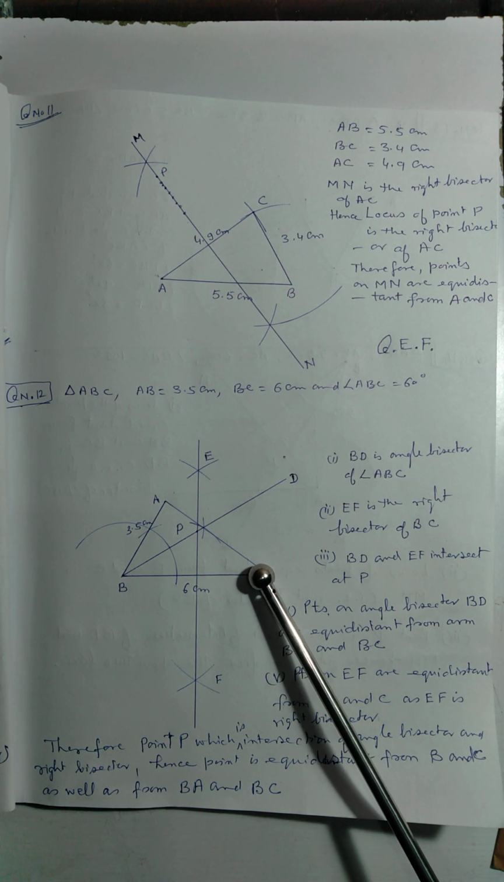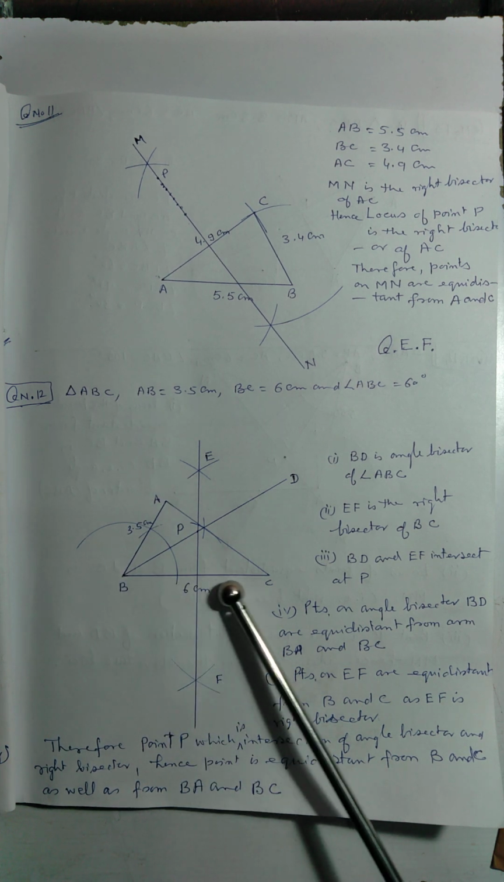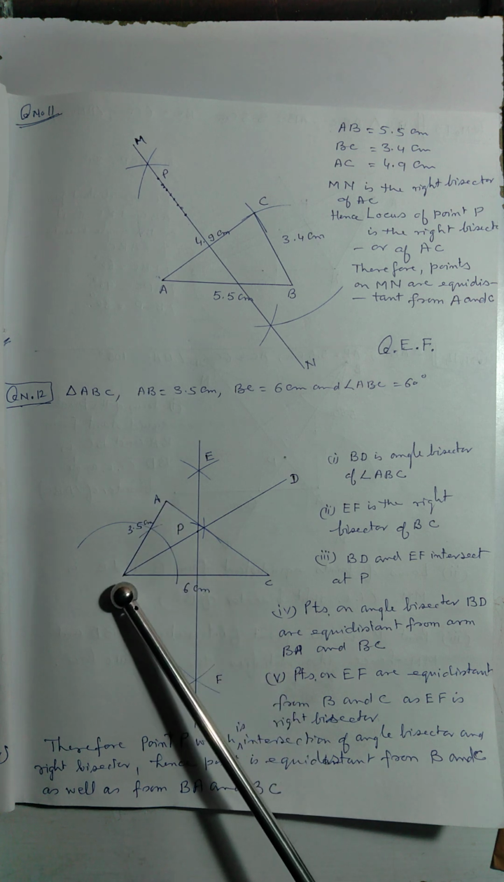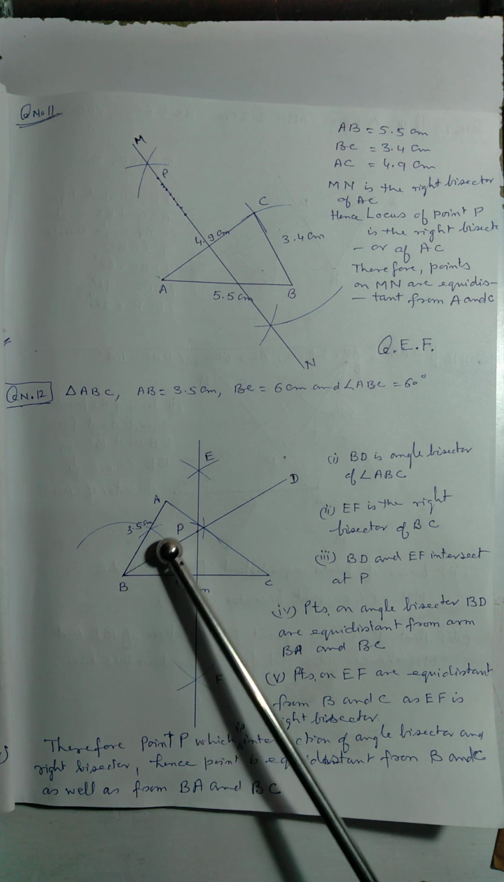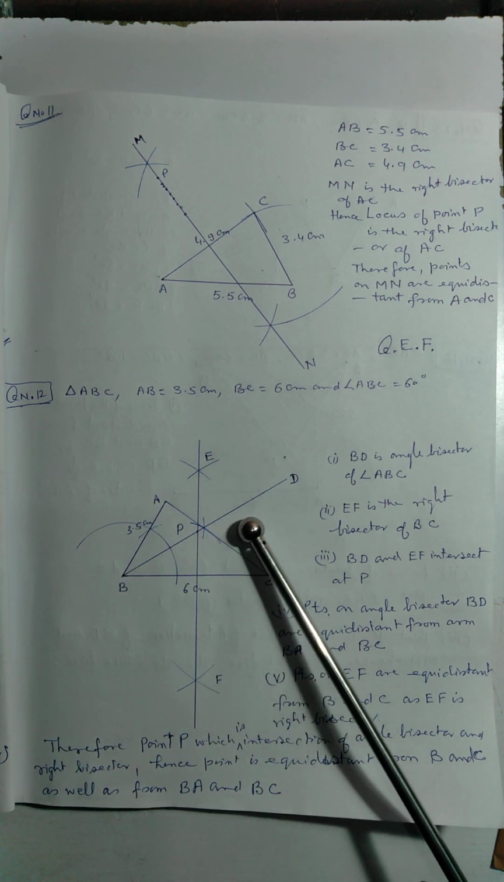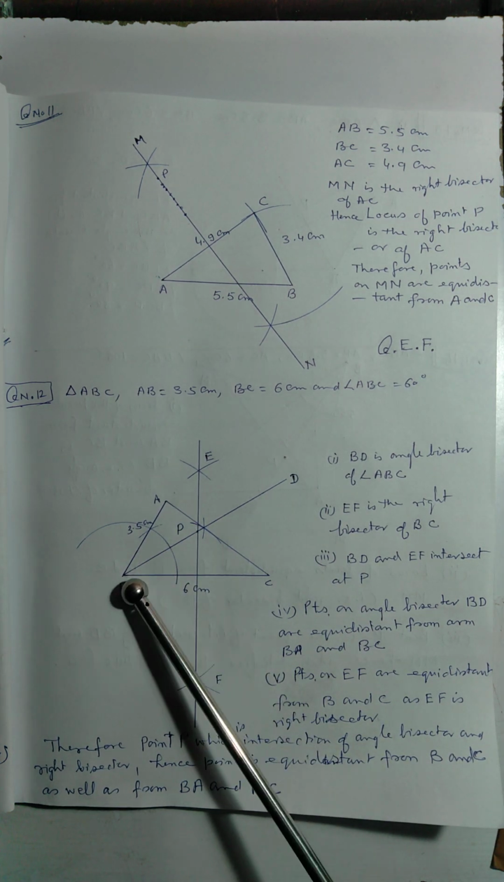So we have to find the points which are equidistant from AB and BC. That will be done by drawing the bisector of angle ABC. Means BD is the locus of all those points which are equidistant from AB and BC.